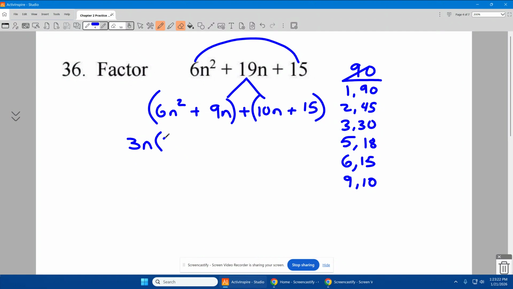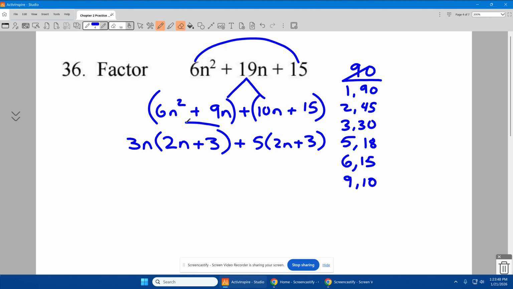6n squared divided by 3n will leave you a 2 and an n. And notice 3n times 2n is 6n squared. Divide 9 by 3 gives me a 3. And that's all. I pulled the whole n out. 3n times 3 gives me the 9n. Here, looks like a 5 factors out, leaving you behind with a 2n plus 3, because 5 times 2n is 10n and 5 times 3 is 15.